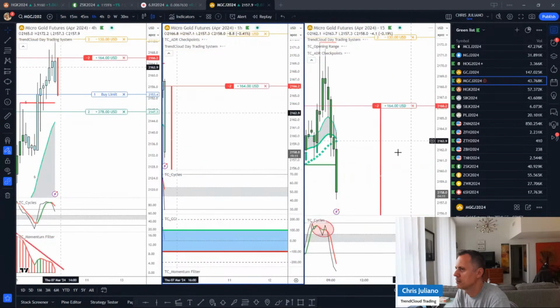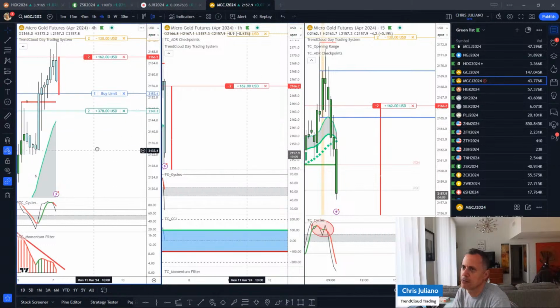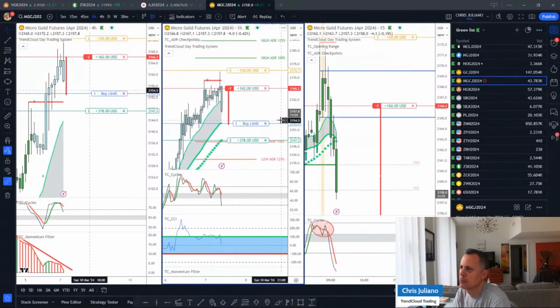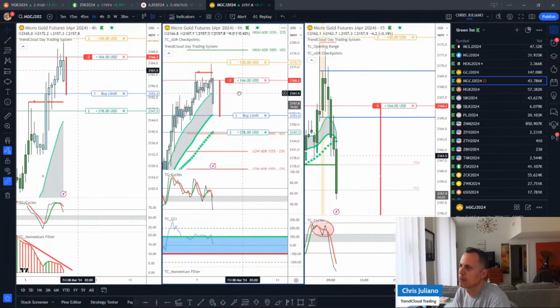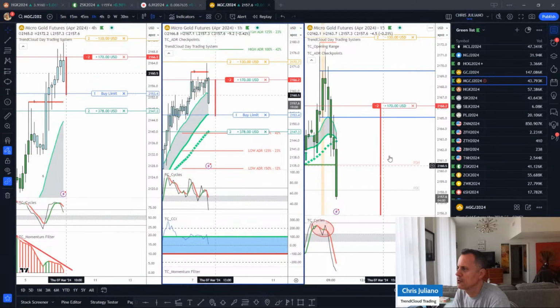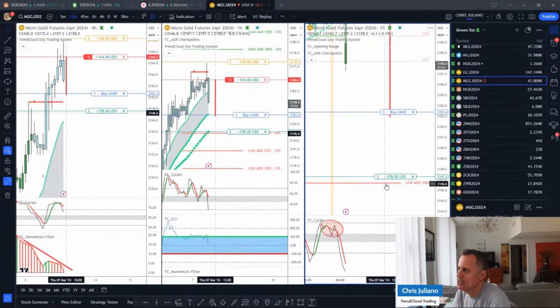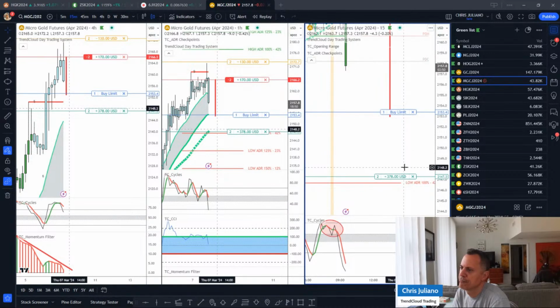Gold, what are you doing? Yeah, really nice. Real nice. Same thing on gold. There's 2-to-1 on gold. Very nice. ADR checkpoint all the way down here.